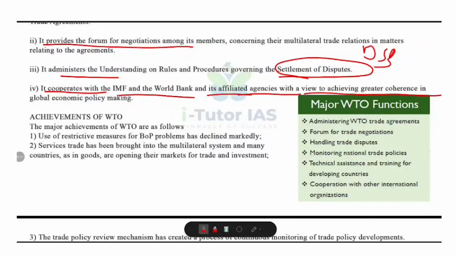And the final function is that it cooperates with IMF and World Bank and its affiliated agencies with a view to achieving greater coherence in global economic policy making. That means WTO works closely with IMF and the World Bank to ensure global economic stability and policy coordination. This cooperation helps in harmonizing trade, finance, and development policies at the global level. For example, during a global financial crisis, such coordination helps countries balance trade and monetary policies together.